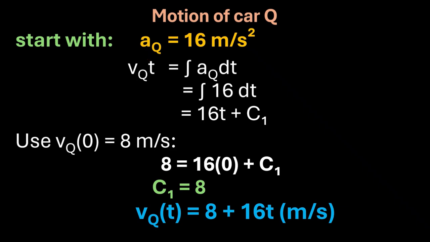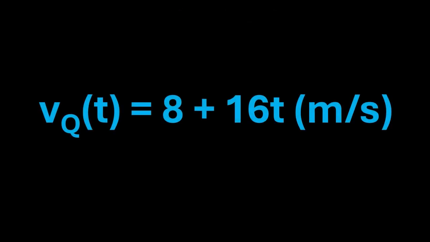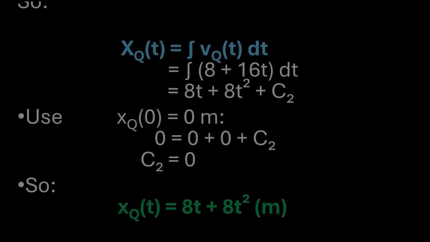So a_q is 16 meters per second squared. Velocity is the integral of acceleration. And when time t is equal to 0, we assume the velocity of q to be 8 meters per second. Yes, I do understand, it's a bit too much calculation. We don't need this. All we need from this calculation is exactly the velocity function, which is v_q of t is 8 plus 16t.